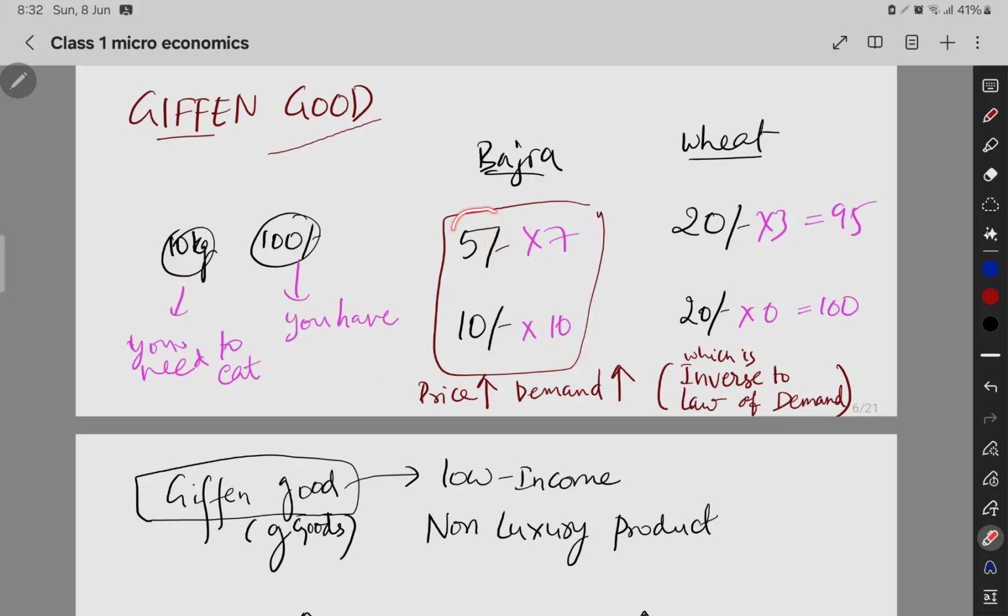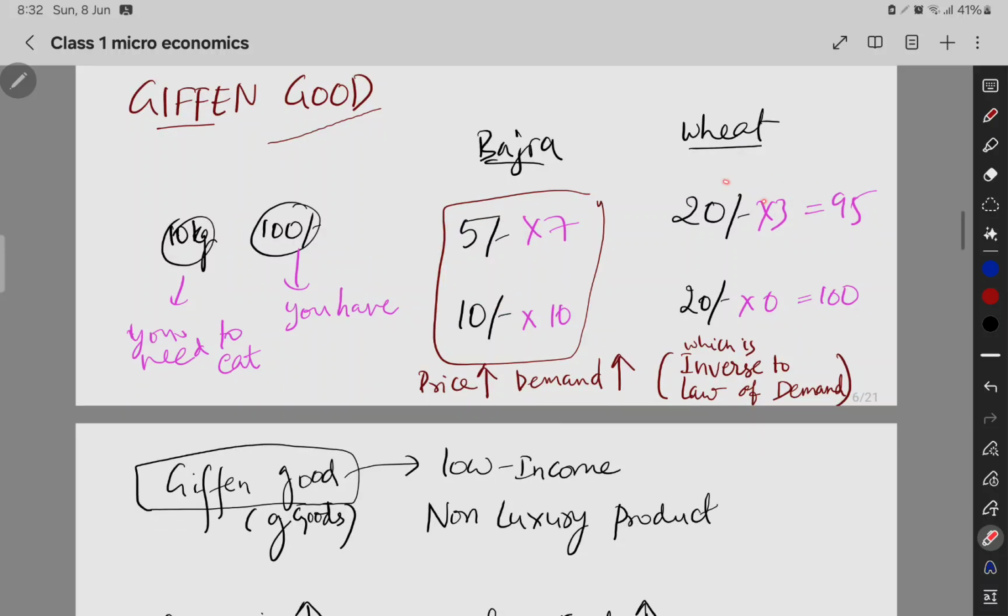Therefore you can clearly observe that even when the price of bajra increased, nothing happened to wheat, it is constant. But even when the price of bajra increased, the demand increased from 7 to 10. This is the trick. You need to remember this example when you need to explain somewhere. When the price of bajra increased, the quantity demanded also increased. This is a low income non-luxury product, a Giffen good. This is very important. The best example is bajra and wheat.